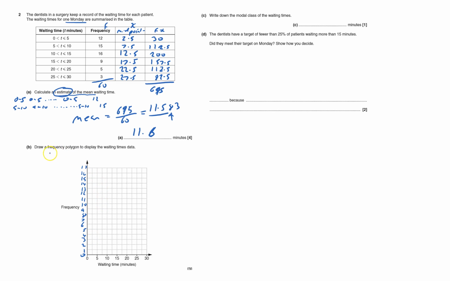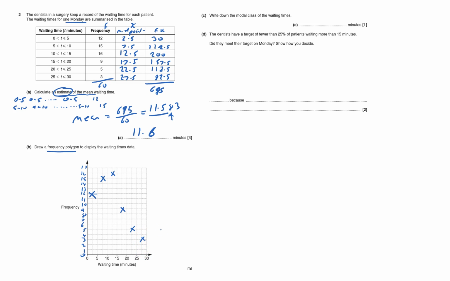So to draw a frequency polygon, it's just like a bar chart where you join a dot from the center of where the bar would be. So the bar for 0 to 5, 12 would go up to here, but we just put a point or cross in the middle of that, and we keep on going. So 5 to 10 is 15, and 10 to 15 is 16, and 15 to 20 is 9, and 20 to 25 is 5, and finally 25 to 30 is 3.